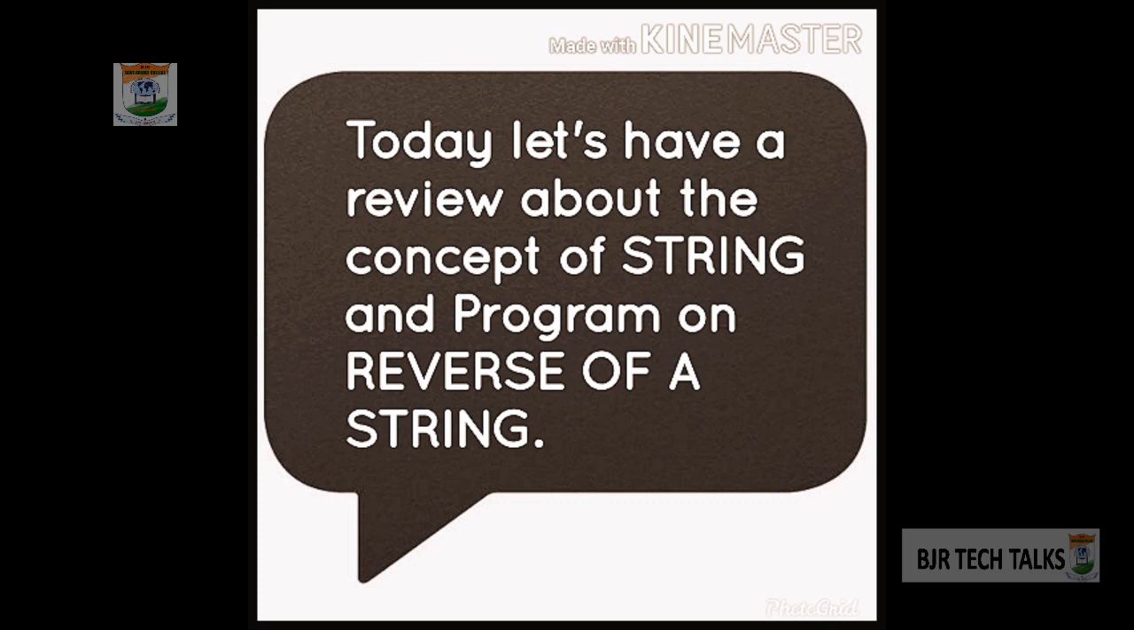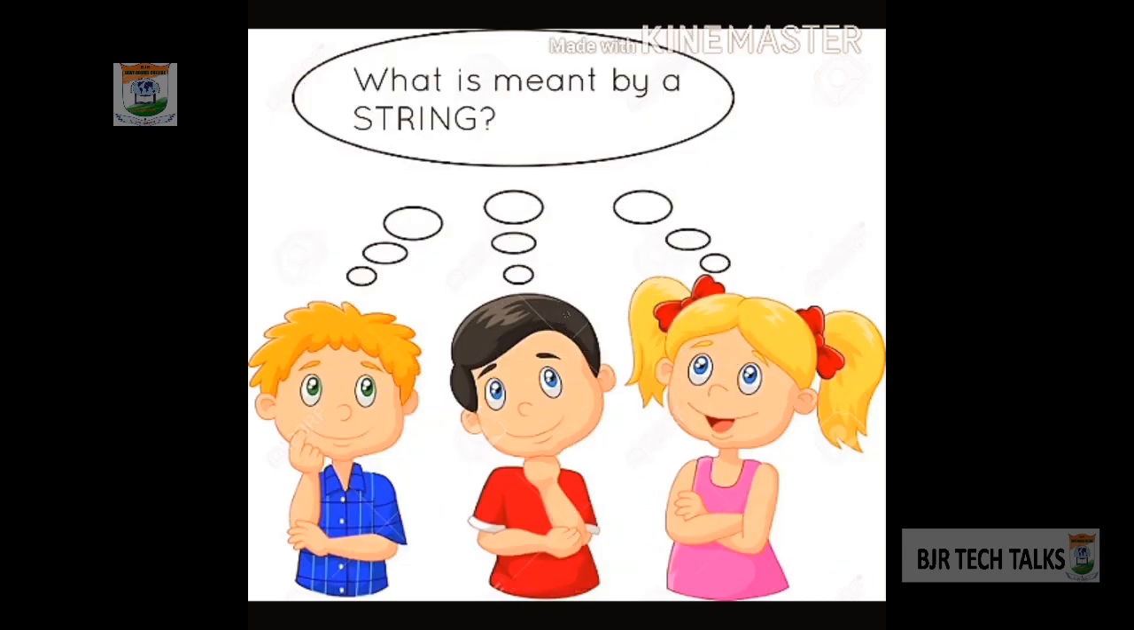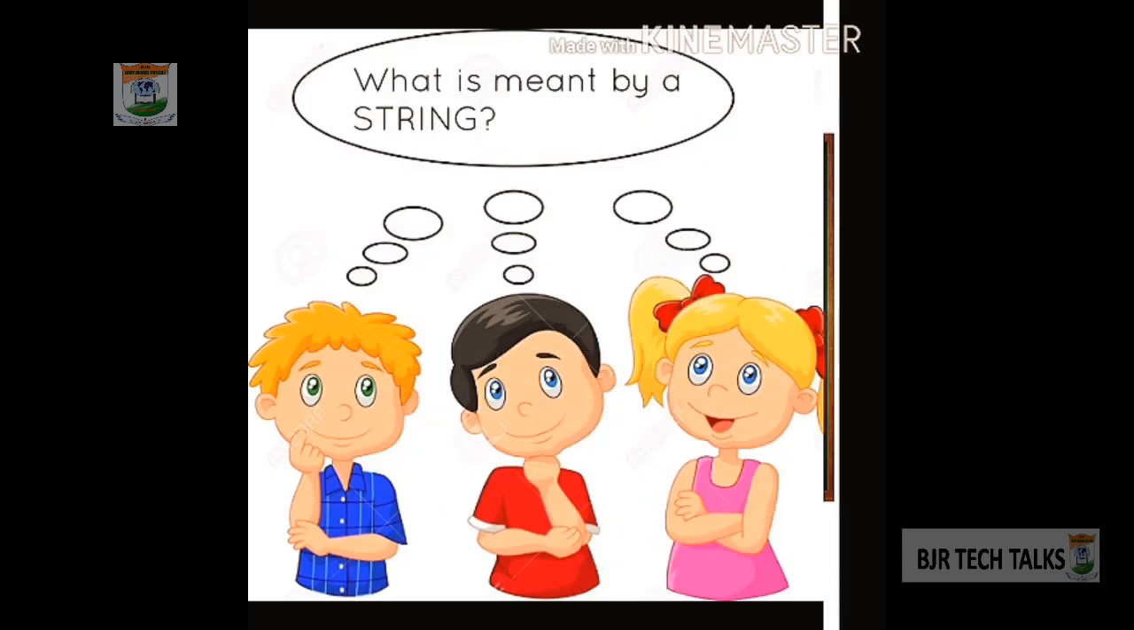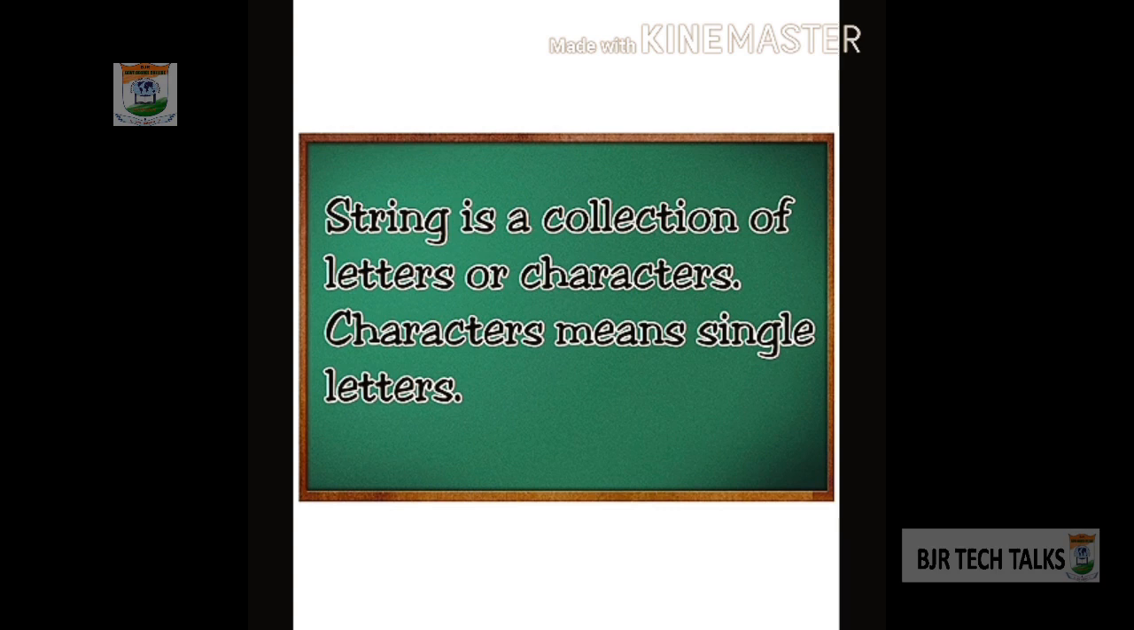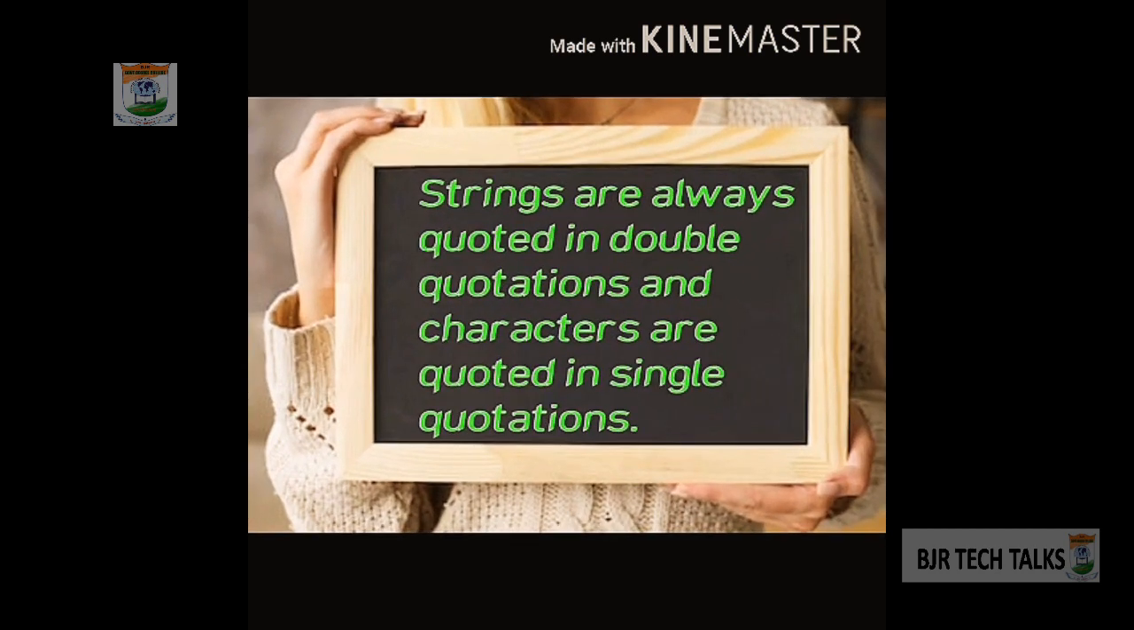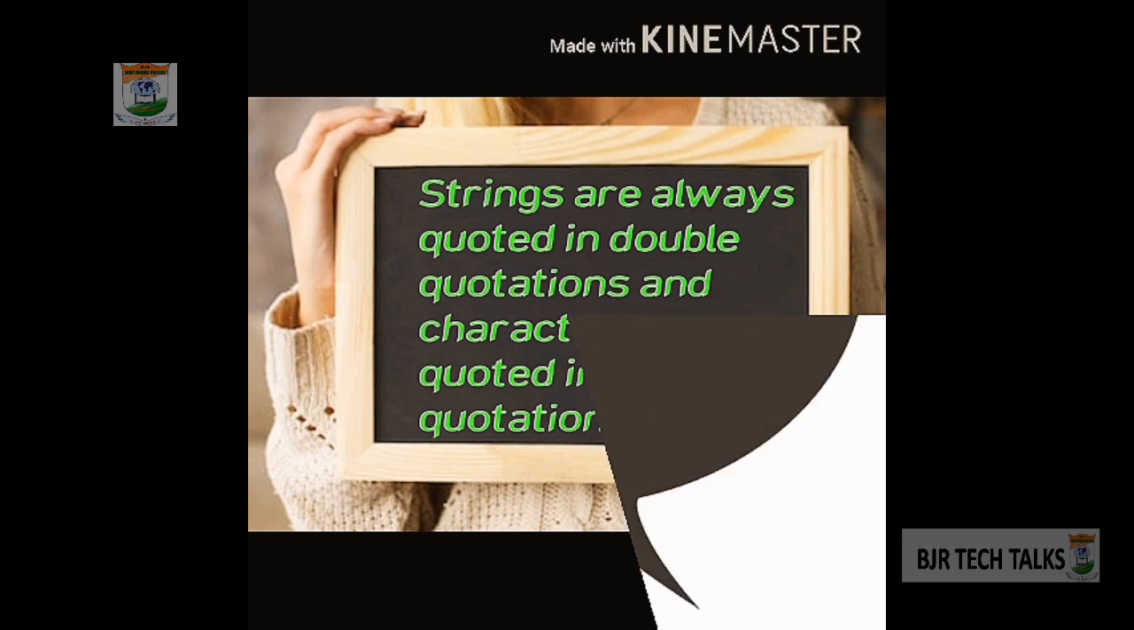Today let's have a review about the concept of string and a program on reverse of a string. So, what is meant by string? Let me tell you. String is a collection of letters or characters. Characters means single letters. Strings are always quoted in double quotations and characters are quoted in single quotations.